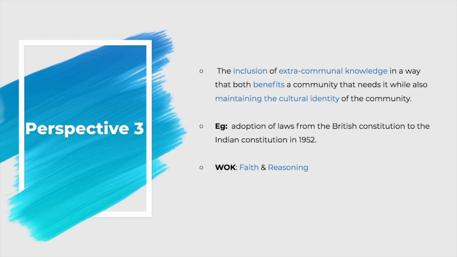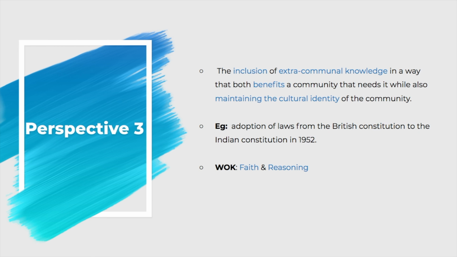A middle ground between these two perspectives is a view that proposes the inclusion of extracommunal knowledge in a way that both benefits a community that needs it while also maintaining the cultural identity of the community. An example of this is the adoption of laws from the British Constitution to the Indian Constitution in 1952. A community should be given the self-agency to choose which aspects of extra-communal knowledge they would like to emulate and incorporate into their own community.